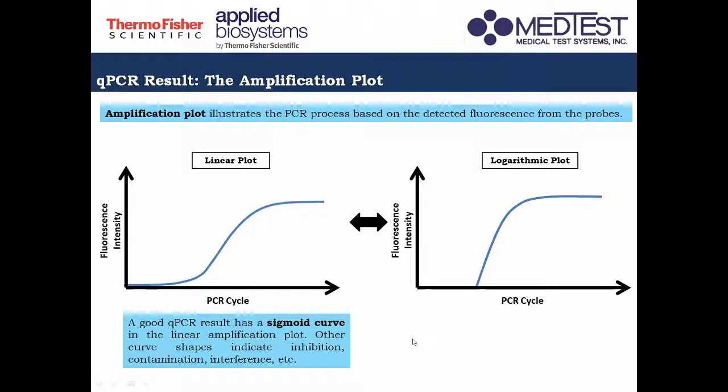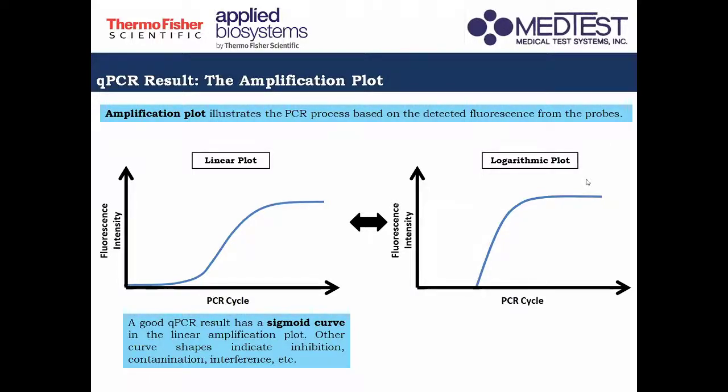Now, another way of looking at your amplification plot is the use of a logarithmic plot. So basically, it's just a linear plot wherein the values of your fluorescence is converted using the logarithmic function. So in that way, sa logarithmic plot, hindi mo na makikita yung sigmoid curve.